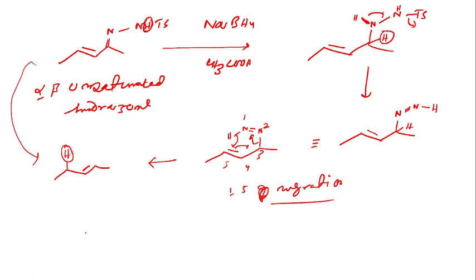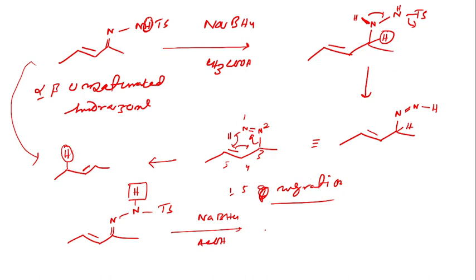So directly, if I write it in one line, double bond N, NH, and this is TS. Let's reduce it by NaBH4, with acetic acid. We are going to get a shift by one carbon, and this is the hydrogen here.